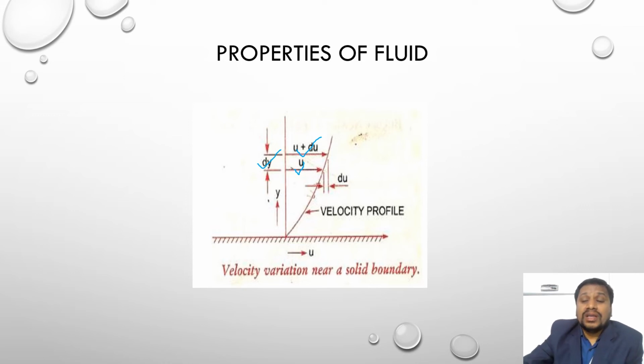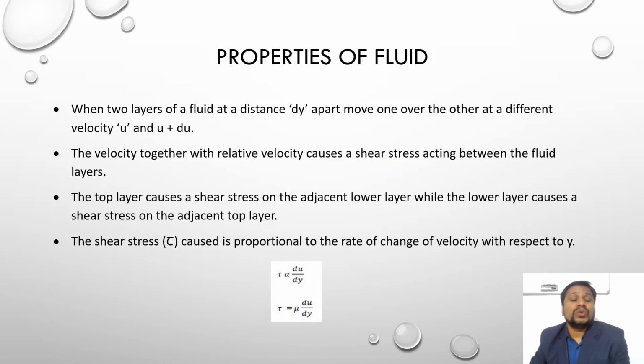In the next slide I will discuss when two layers of a fluid at a distance dy apart move one over the other at different velocities u and u plus du. When the two layers are flowing, the top layer causes a shear stress on the adjacent lower layer, while the lower layer causes shear stress on the adjacent top layer.